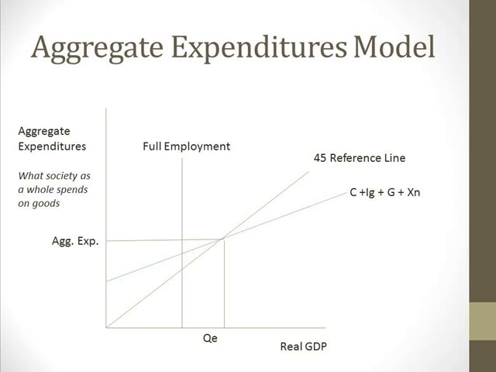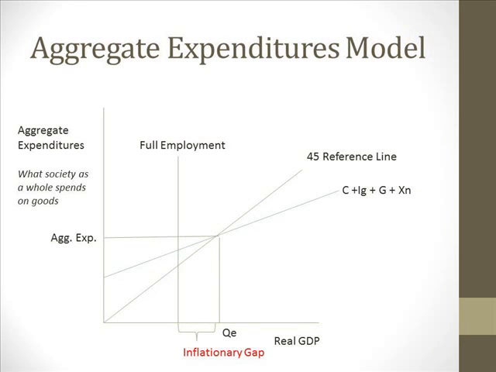If you notice your equilibrium point, it's actually above what it should be. So this is an inflationary gap. So you can actually label that distance between where you're operating and what full employment would be, and that's how much your inflationary gap is. In order for you to correct this problem, what would have to happen to your aggregate expenditures line?